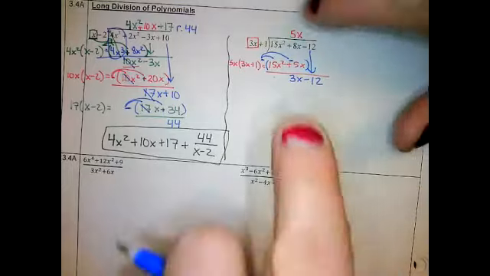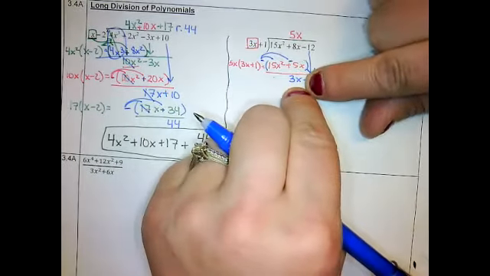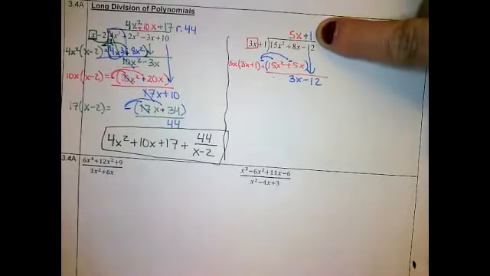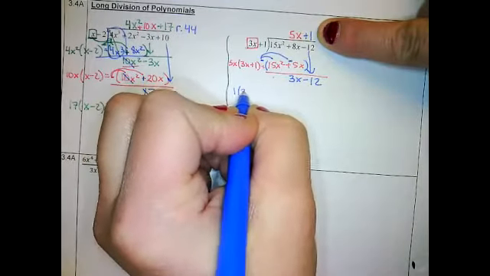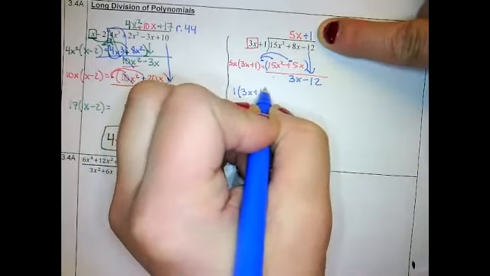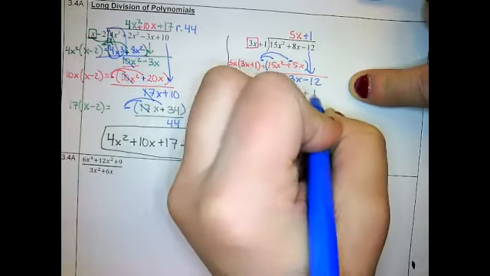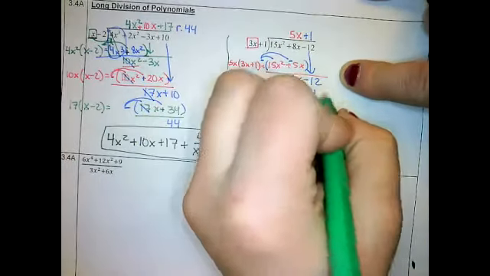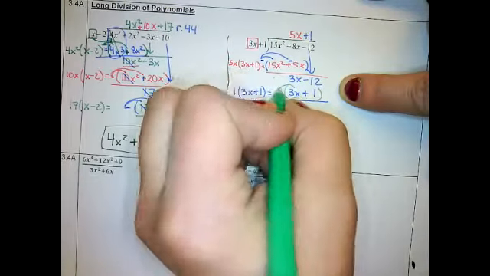And now I start all over again. 3x times what gives me 3x? Well, it's times 1. So I'm going to add a positive 1 there. Now I'm going to take that 1, and I'm going to multiply it by 3x plus 1. And I get 3x plus 1. Now I'm going to subtract that entire 3x plus 1.